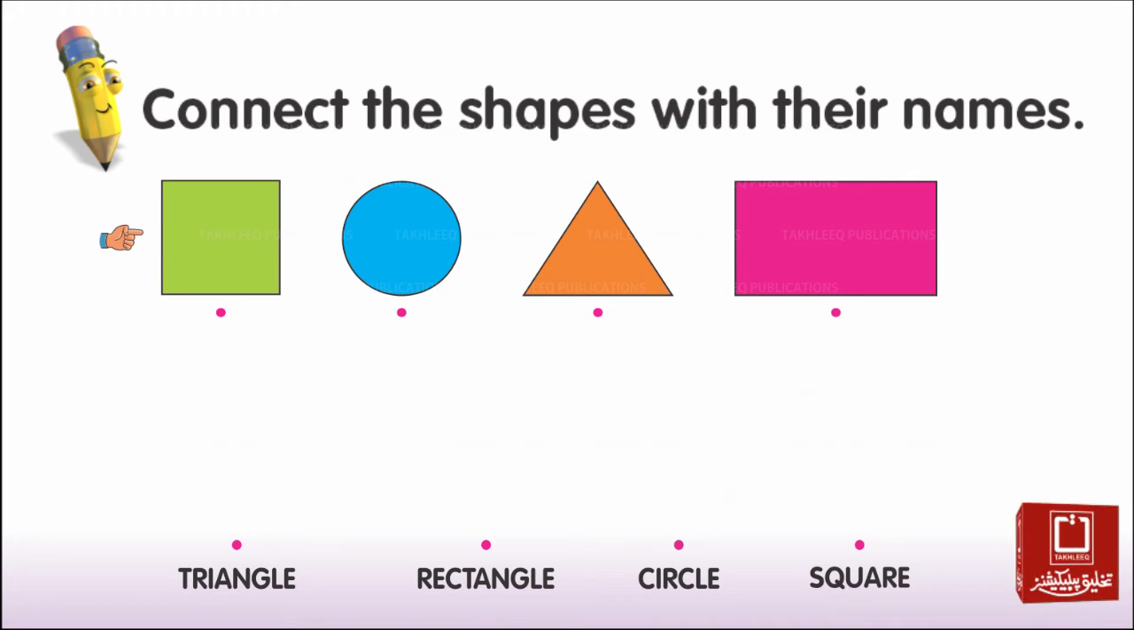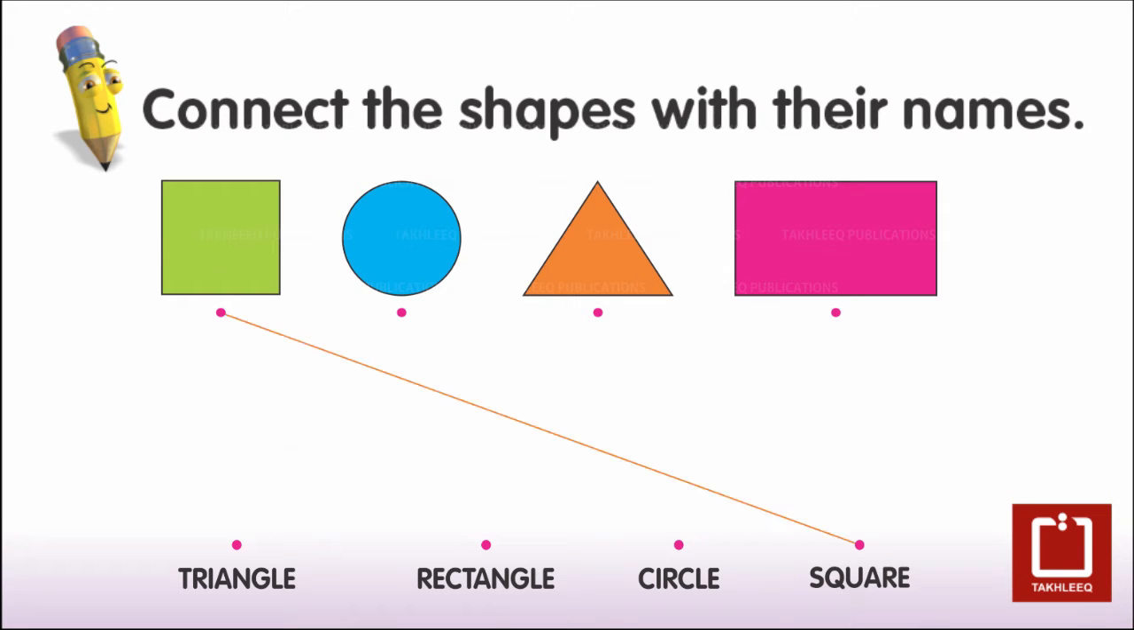This is a square. Now we find out its name from the other side. Triangle, rectangle, circle, and square. Yes, this is its name. So we connect them with the help of a line.